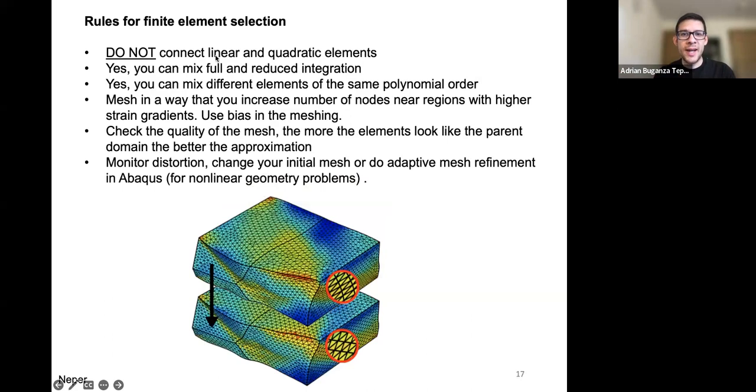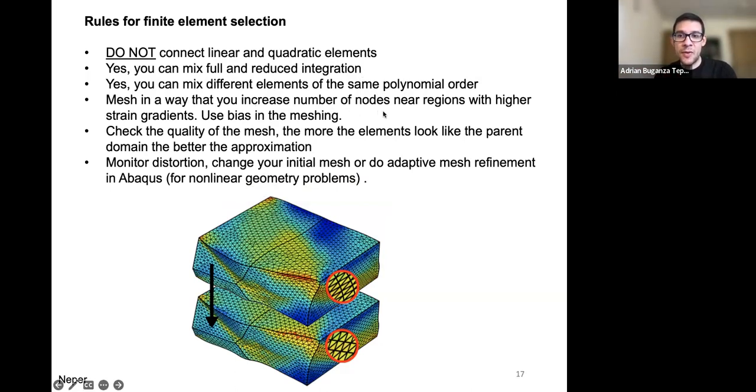Do not connect linear and quadratic elements. This was part of the question for exam 2. Yes, you can mix full and reduced integration. Yes, you can mix different elements of the same polynomial order, like linear triangles, linear quadrilaterals. You can do that. Quadratic tetrahedra with quadratic hex, you can do that. But just don't mix linear and quadratic.